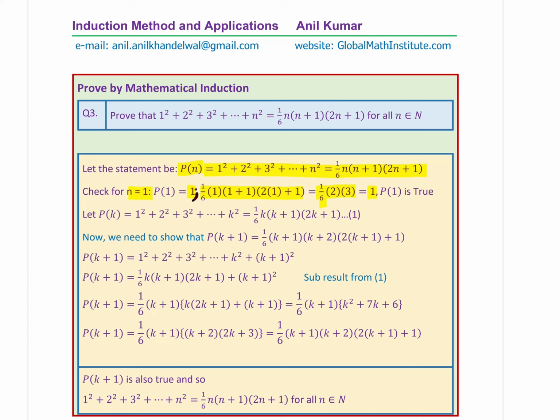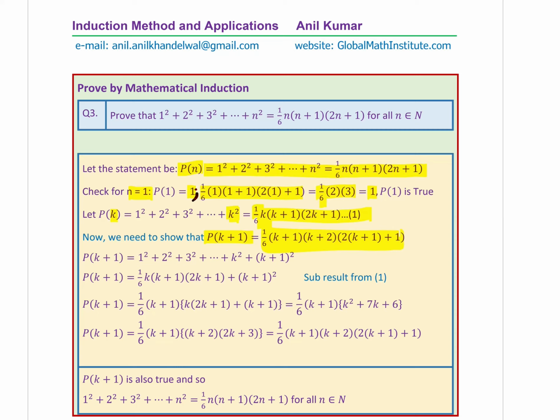Now we'll assume that it will also work for k. Substituting k here, as you can see, the last term will be k squared, and in our product every n will be replaced by k. So 1/6 of all that. We need to show that for k plus 1 also the statement is true. Replacing k with k plus 1, we get this particular statement which we need to prove.